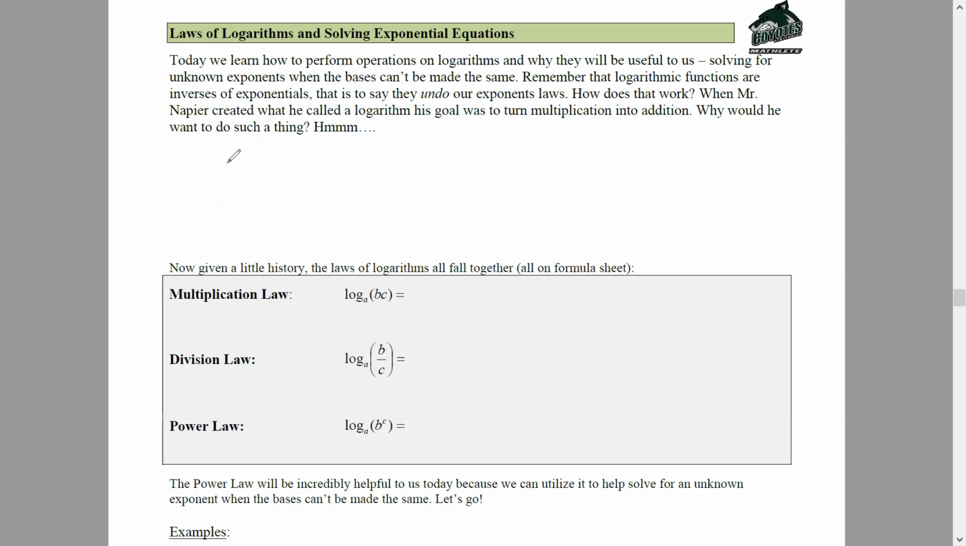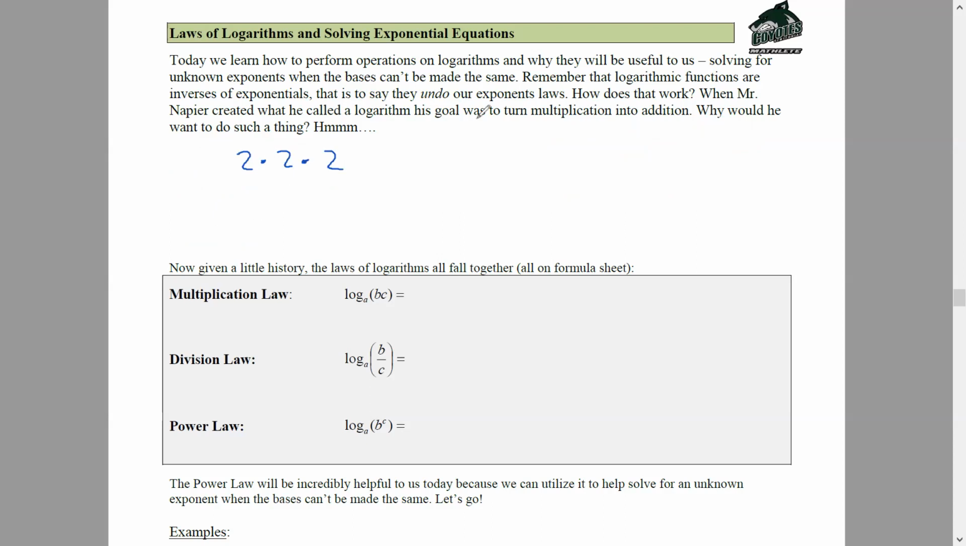So I'm just going to pick a number, let's say 8. Well, I know 8 is really 2 times 2 times 2. I know I can multiply those together easily. It's 8. I know you can do that too, but just play along. Let's pretend this is back when they were trying to work on this, and his goal was to turn multiplication into addition. Here's how he did it.